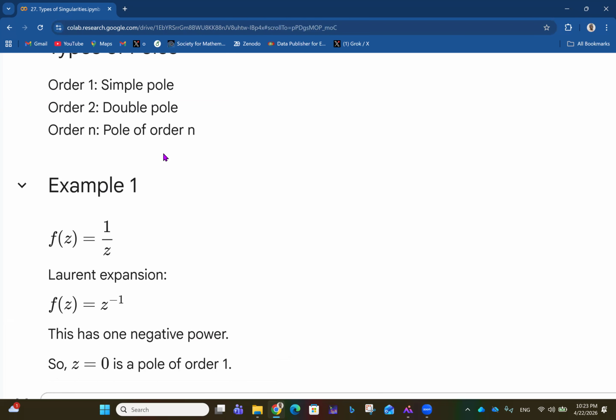Example 1: f of z equals 1 over z. The Laurent expansion is f of z equals z raised to the power minus 1. So this one has a single negative power.